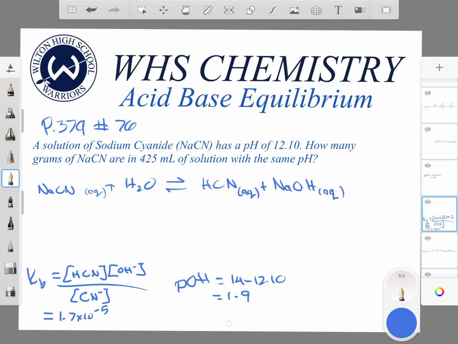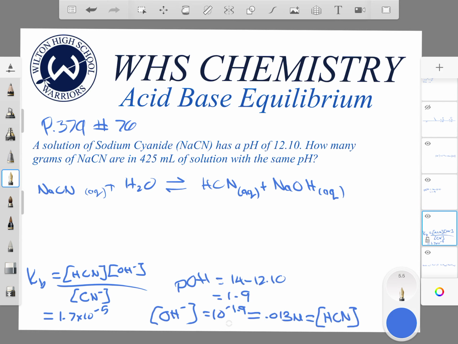Now to find the concentration of OH from that, all you do is take 10 to the negative pOH. So 10 to the negative 1.9 is equal to 0.013 molarity. And as the ratio for this reaction is 1 to 1, the molarity of hydroxide is equal to the molarity of cyanic acid. So now that we know the two values in the numerator of the equilibrium expression, and now that we know the value of the equilibrium constant itself, we can use that information to solve for the concentration of cyanide in this reaction.